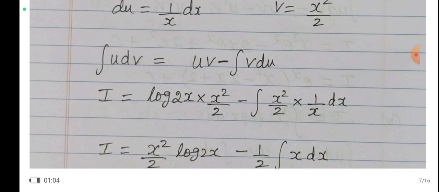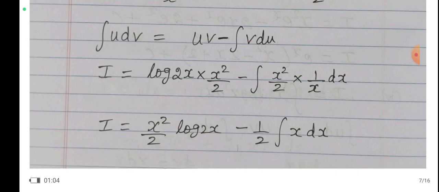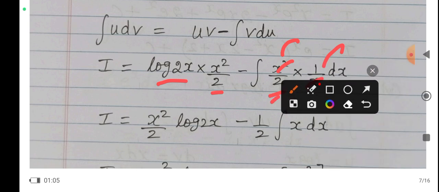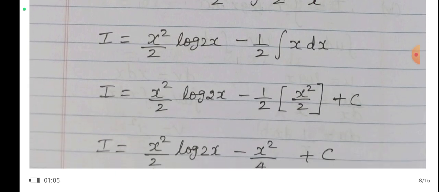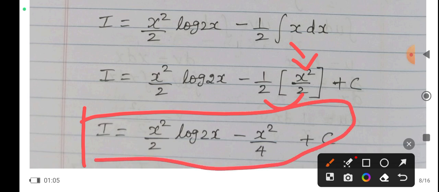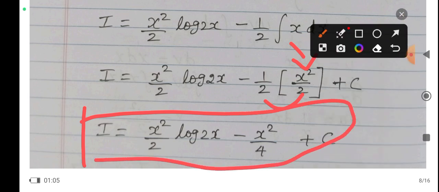Then what is the formula now? Integral u dv equals uv minus integral v du. As usual, apply, children. u is log 2x and v is x square by 2. Integral v is x square by 2, then du is 1 by x. We can cancel x and x. The 2 we can keep outside. Again we got integral x dx. Once we got integral x dx, then x integration is x square by 2. Then 2 2s are 4. We got I equals x square by 2 log 2x minus x square by 4 plus c.